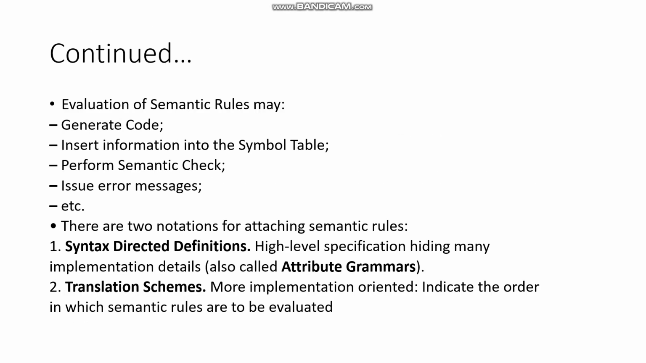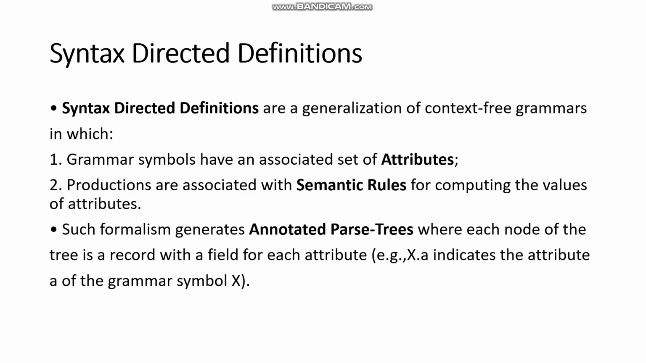Now how are we going to evaluate? We generate code, insert information into the symbol table, perform semantic checks, issue error messages, etc. There are two notations actually. First is the syntax directed definition, called SDD, and second is a translation scheme. Out of which the first one we will see: syntax directed definitions. Here we are going to define whatever things we have to say in the semantics.